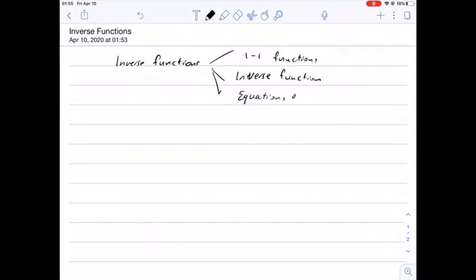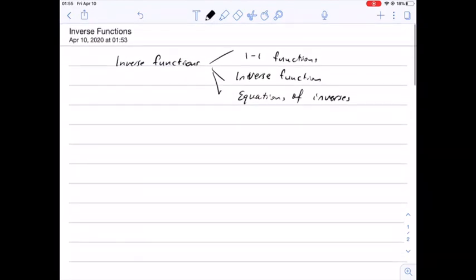In this section, we talk about inverse functions. So when we talk about inverse functions, we talk about one-to-one functions, and then we define the inverse function, and we use equations of inverses.